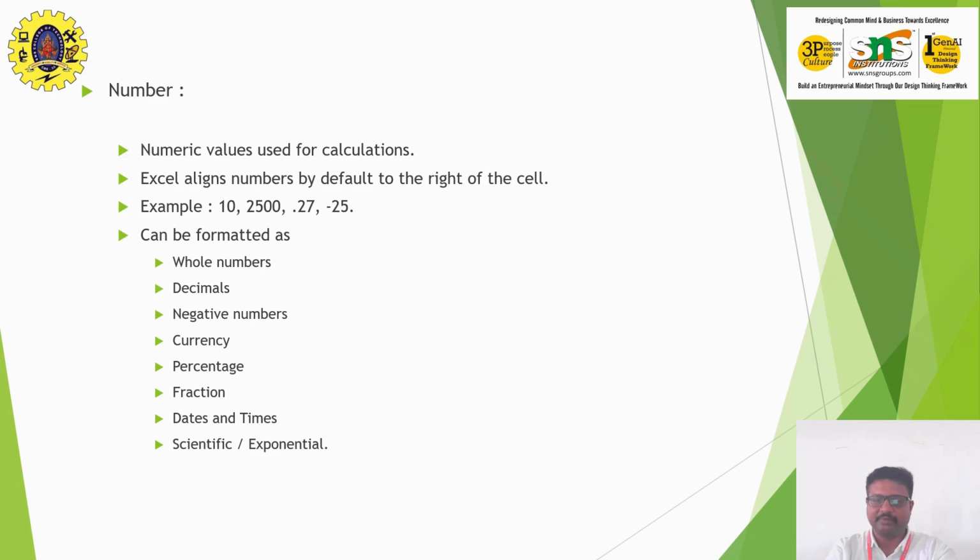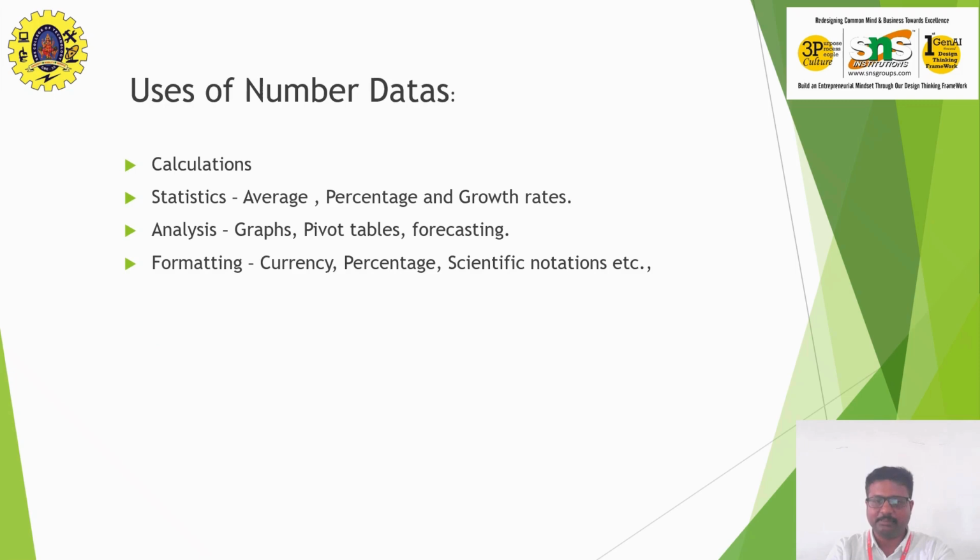It can be formatted as whole numbers, decimals, negative numbers, currencies, percentages, fractions, dates and times, scientific or exponential notations, etc. These number data are used for calculations. It is used for the statistics of your data, that is, to find the average, percentage and growth rates. It is also used in analysis of your data such as graphs, pivot tables, forecasting, etc. Formatting your data as currencies, percentages, scientific notations, etc. is also permitted in this number data.